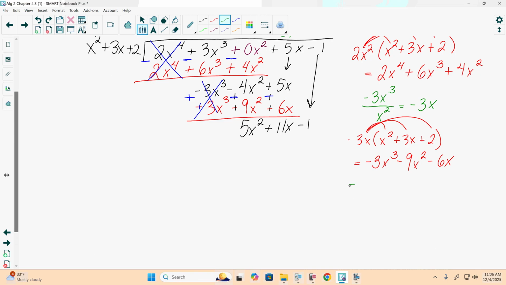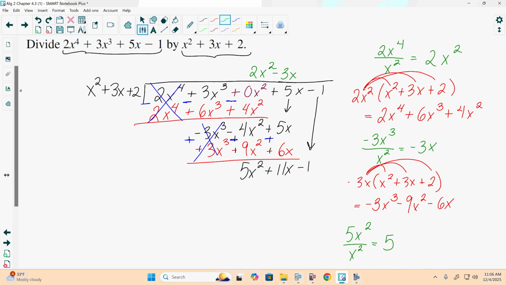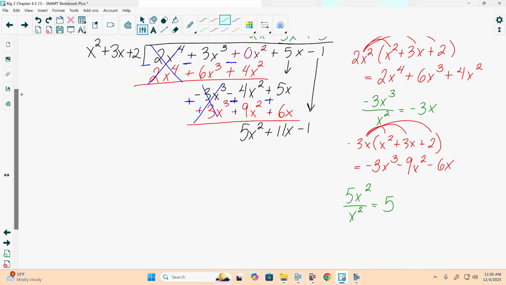And what's in front now is what? 5x squared. And our first term outside is still just x squared, yes? So 5x squared divided by x squared is positive 5. So we're going to put plus 5. If it's positive, we put plus. If negative, we just put that minus. And it's also telling us the last thing we need to multiply through is 5.